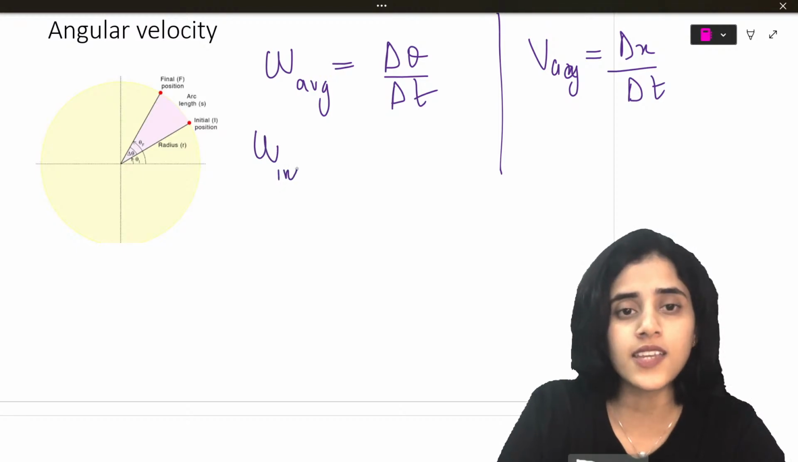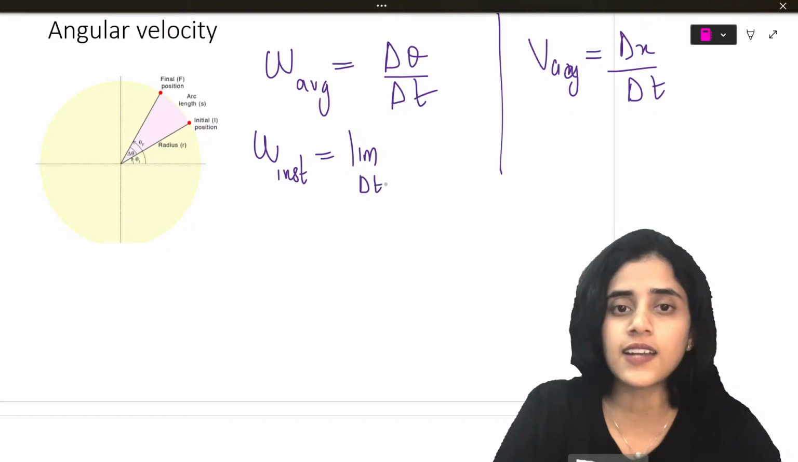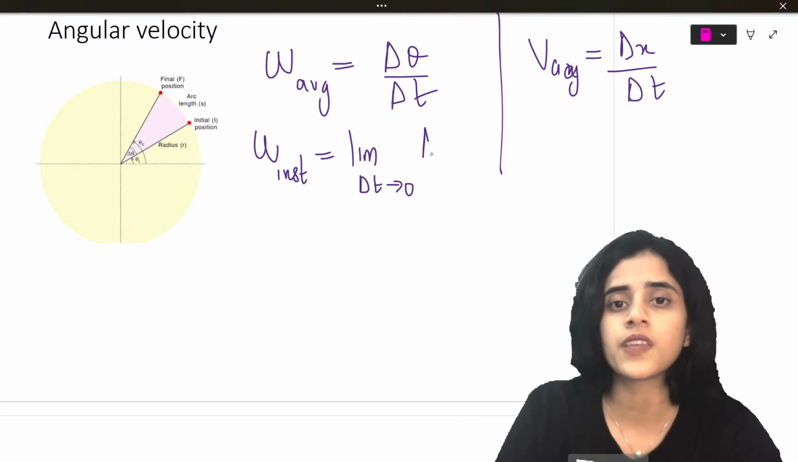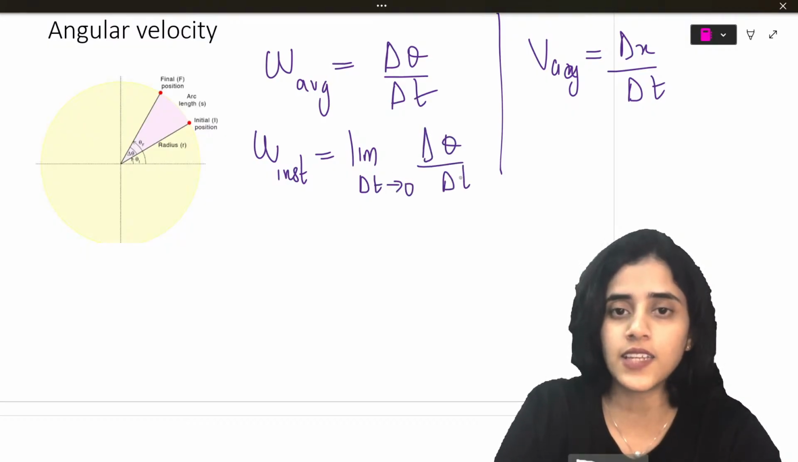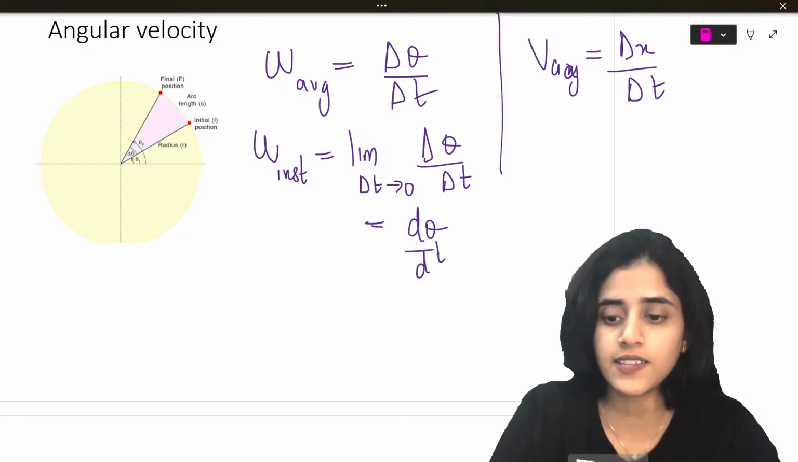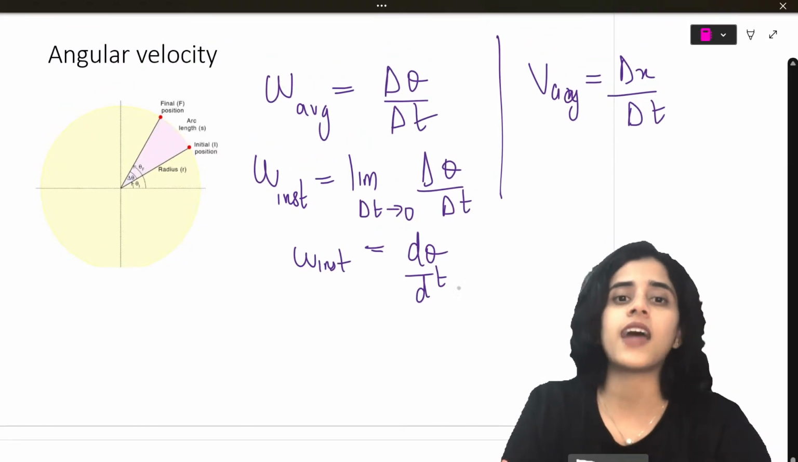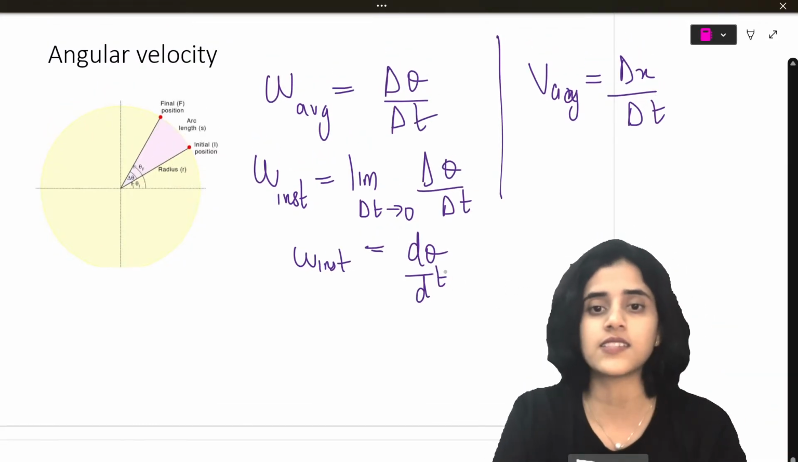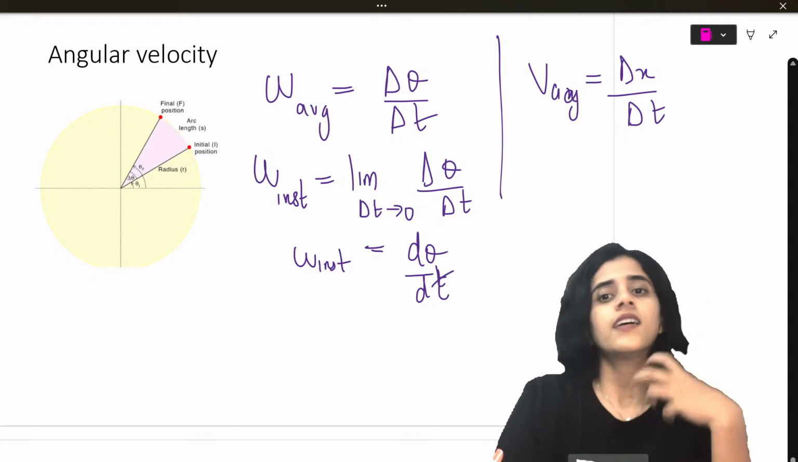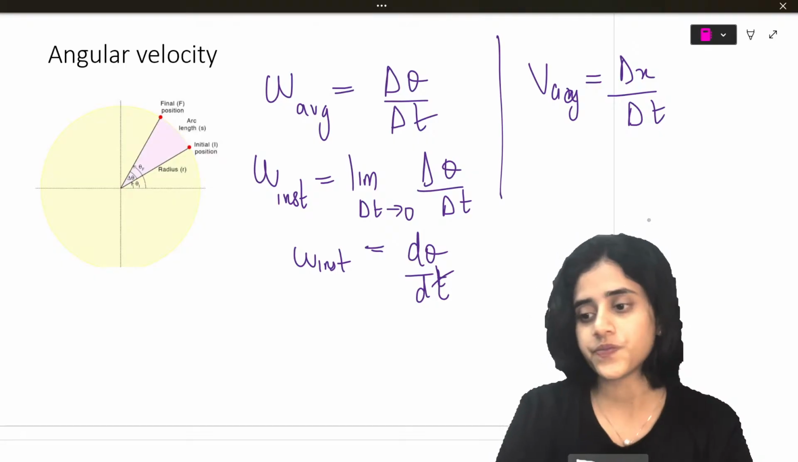Now, instantaneous velocity can be given as limit delta t tends to 0 of del theta by del t. So this can also be written as d theta by dt. Okay. So instantaneous angular velocity is d theta by dt. Linear velocity is del x by del t.